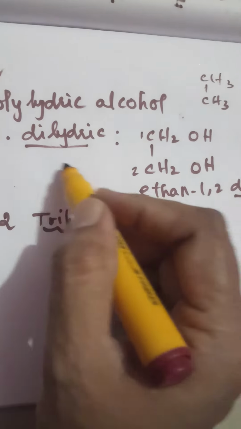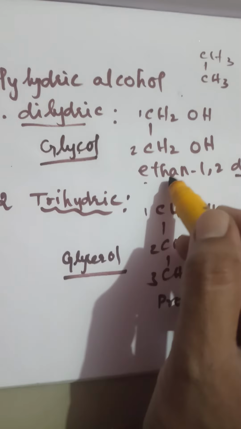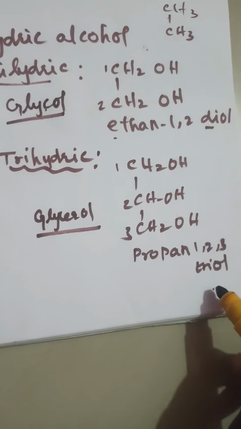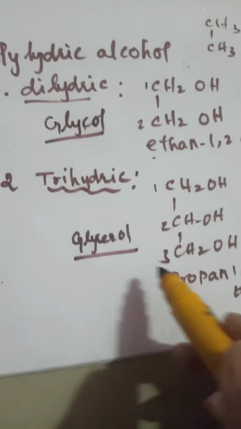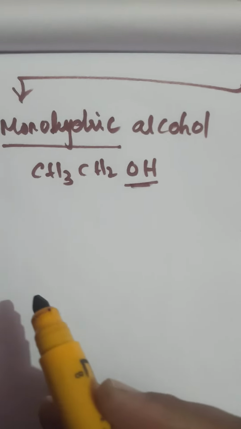Dihydric alcohol is known as glycol. So glycol is ethane 1,2-diol. Glycerol is propane 1,2,3 triol. These are the examples for polyhydric alcohol. Next, coming to the monohydric alcohol.